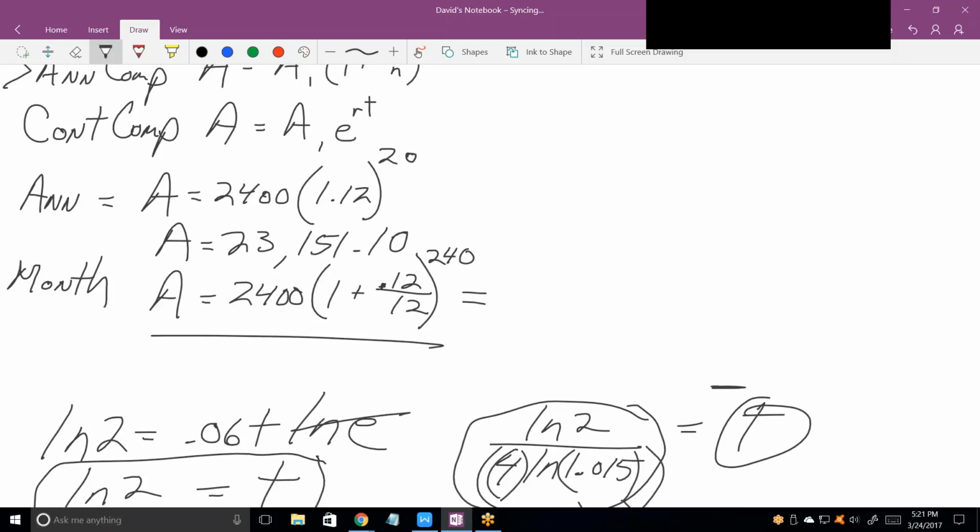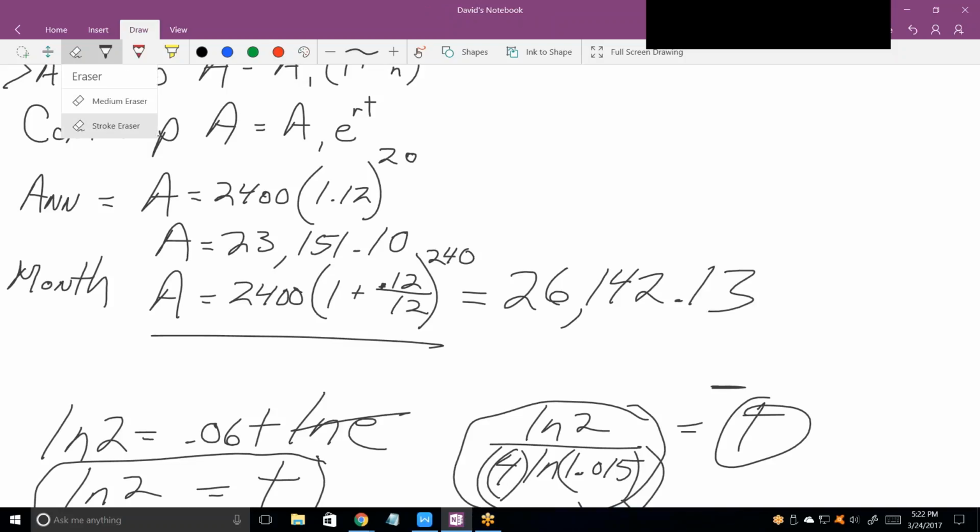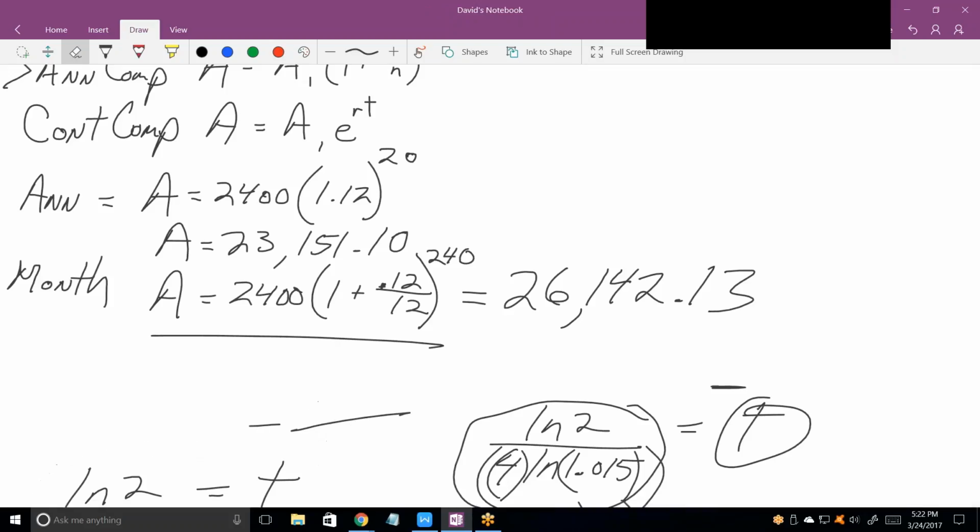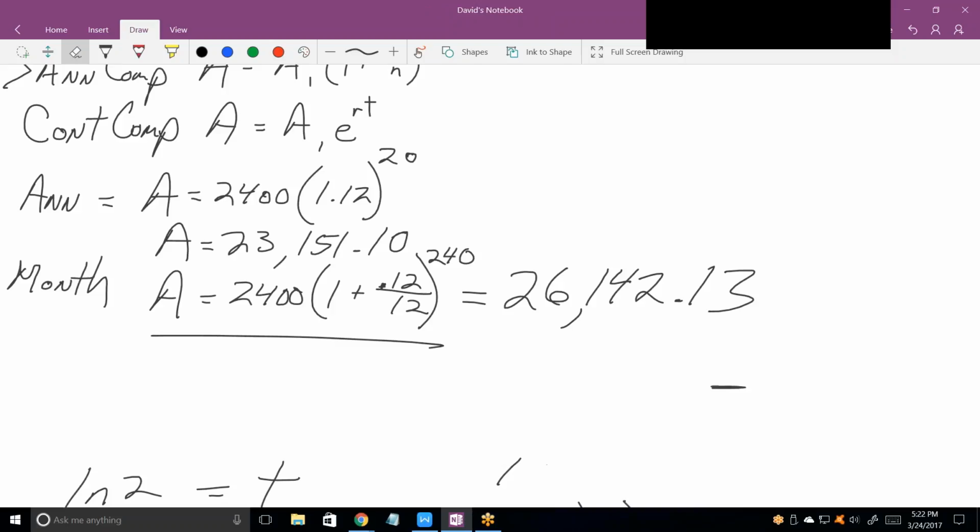Yep. So the total would be 26,142.13. Okay, very informative. That tells us that monthly is a lot better than annual. I mean, that's quite a bit more. That's almost $3,000 more.